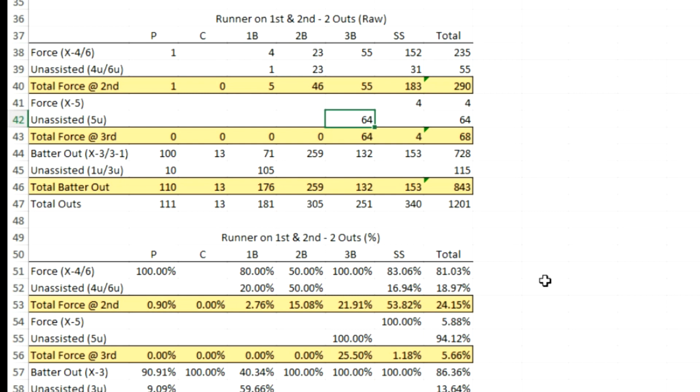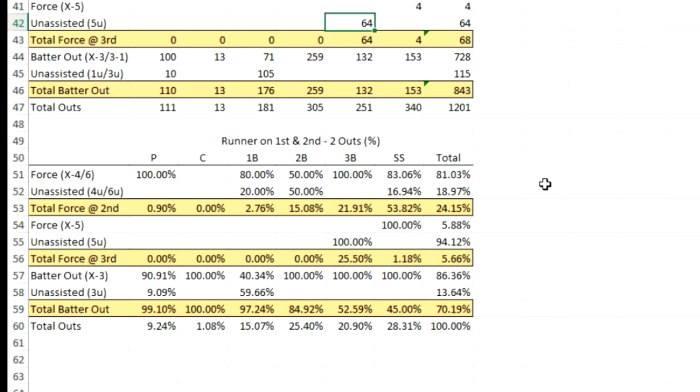So yeah, with 2 out, a quarter of balls hit to third base are unassisted at third. Almost 22% are force outs at second. So the third baseman's thrown to second base for the force out. And then a little over half, he's thrown to first to get the batter out at first. So that's an interesting breakdown, I thought.